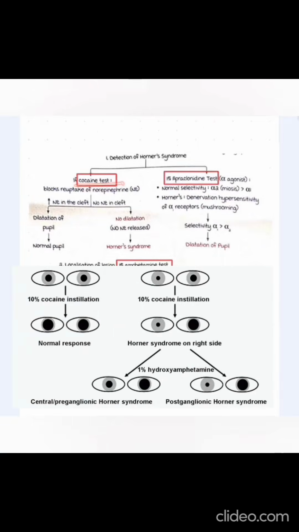These are the diagnostic tests for Horner syndrome. First, we have the cocaine test. Usually, sympathetic nerves release norepinephrine at the iris dilator muscle. Cocaine blocks the reuptake of norepinephrine and that accumulates in the synaptic cleft. So, in a normal eye, it causes pupillary dilatation. Whereas, in the Horner syndrome affected eye, there is no release of norepinephrine due to paralysis of the sympathetic nerves. So, there is no dilatation of the eye.